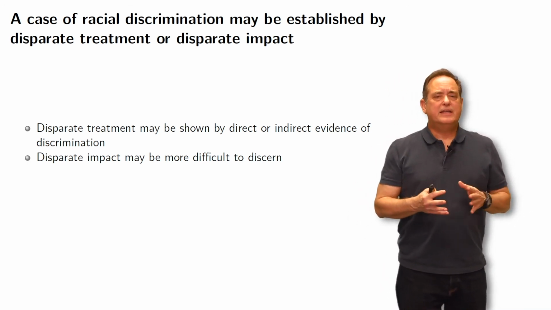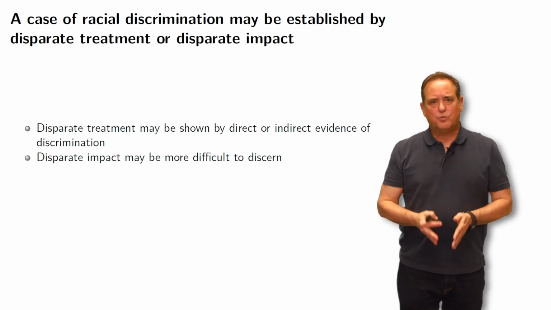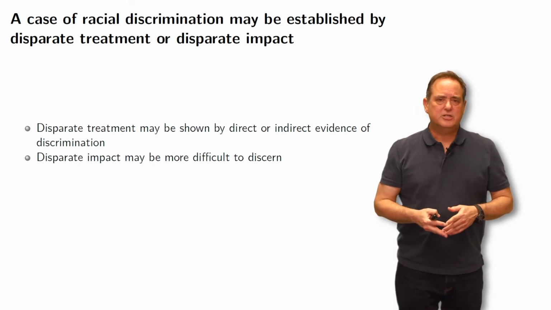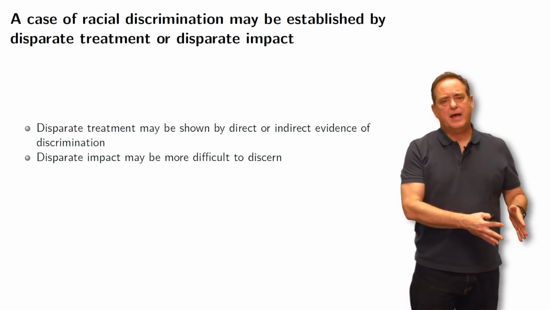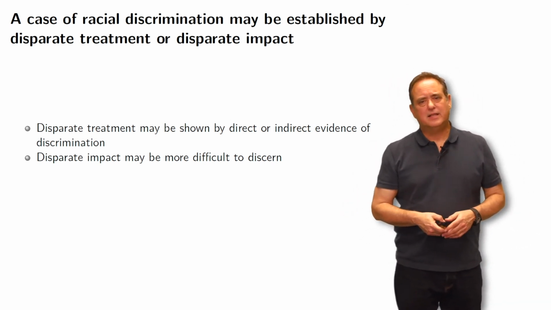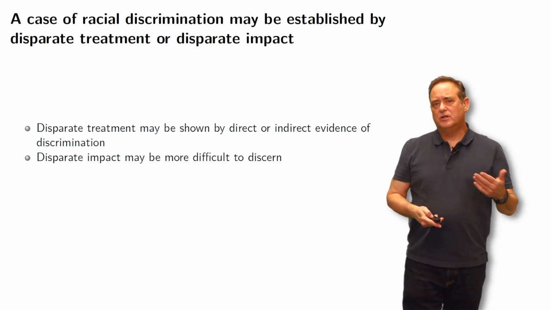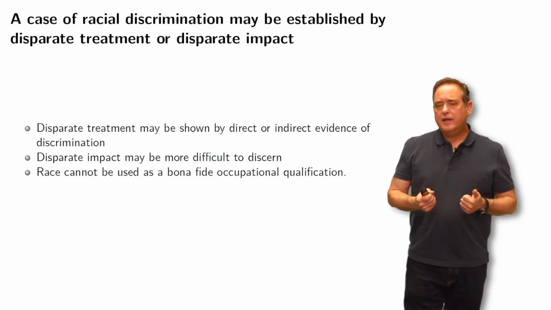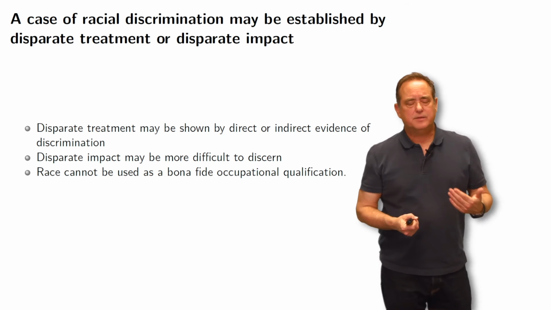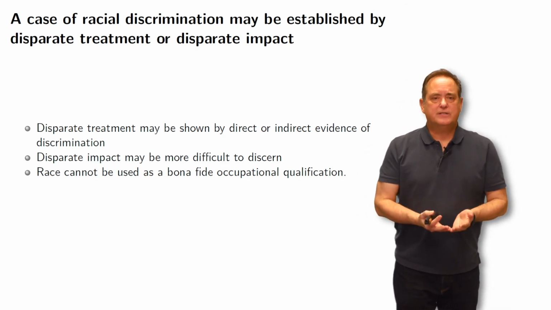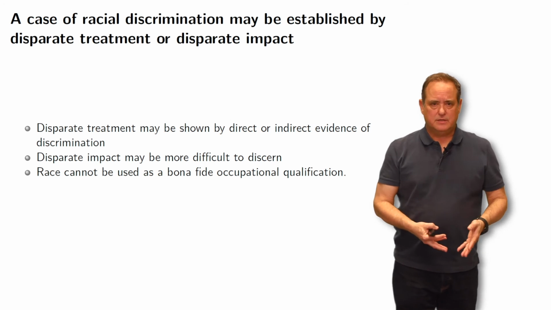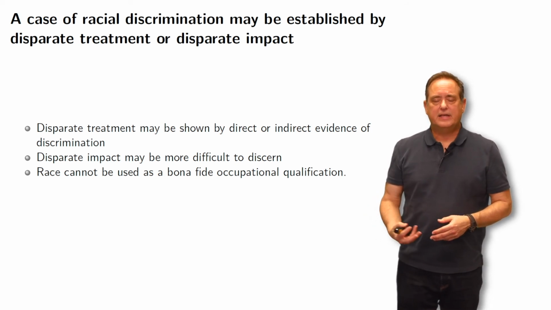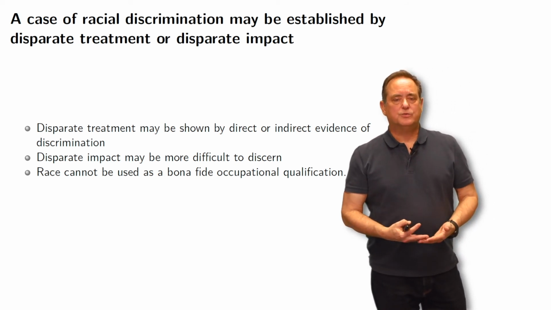Disparate impact, remember, can even be negligent, in which we have a neutral rule, a neutral screening device that is designed to help us make employment decisions, but that neutral rule has an adverse impact upon people in a protected class. So disparate impact is harder to determine its existence. We know that race cannot be used as a BFOQ. Therefore, on your test, if there's ever a claim about racial discrimination, and one of the answers is the defendant can assert a claim of BFOQ, you know that's wrong.